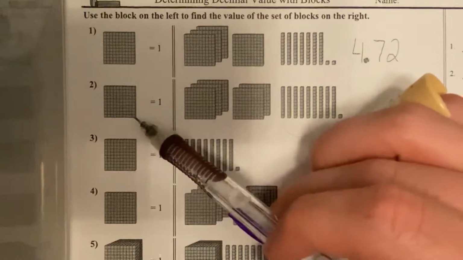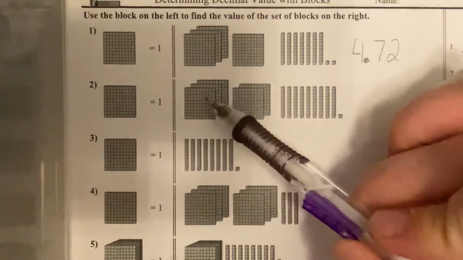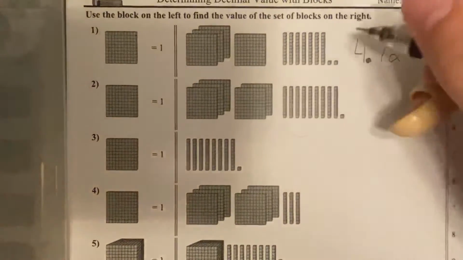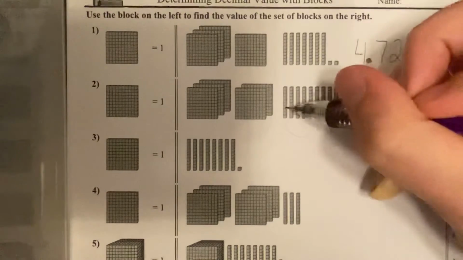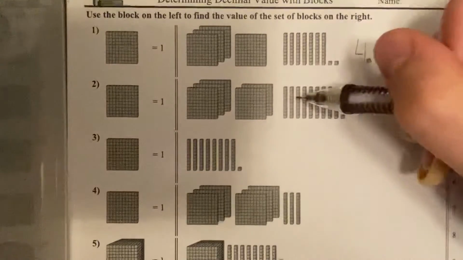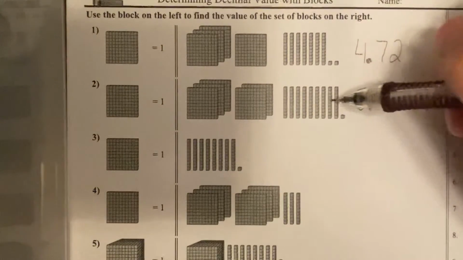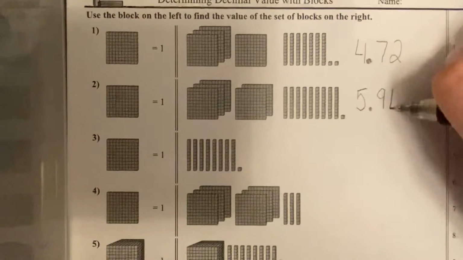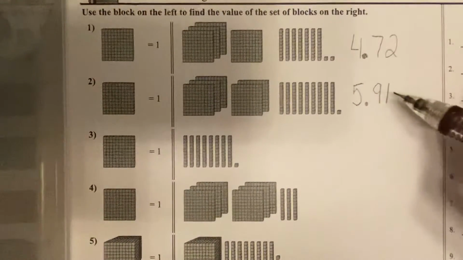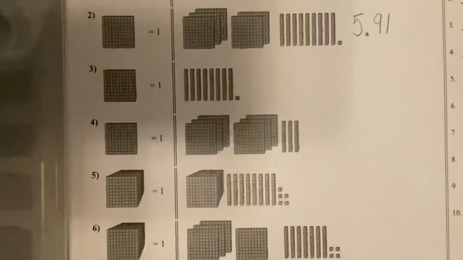And number 2, the flat is still one whole. So I count 1, 2, 3, 4, 5 wholes. 1, 2, 3, 4, 5, 6, 7, 8, 9 rods, and 1 unit. So 5 and 91 hundredths.